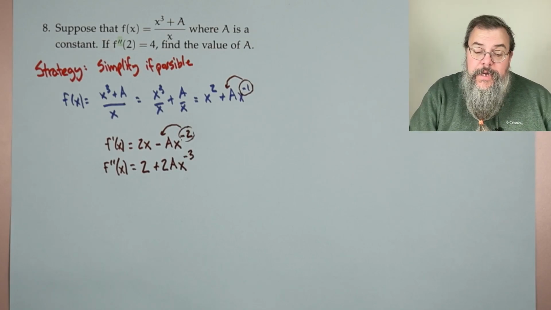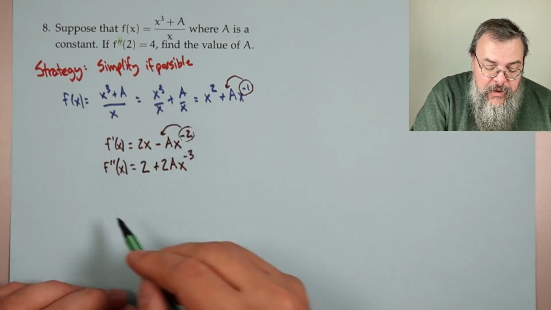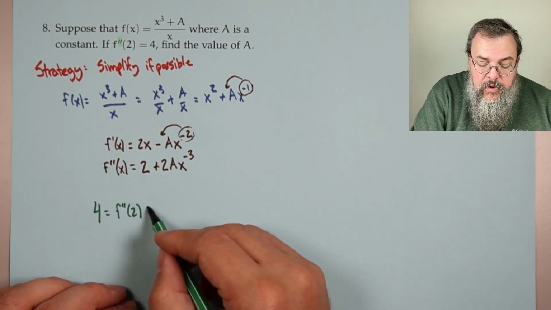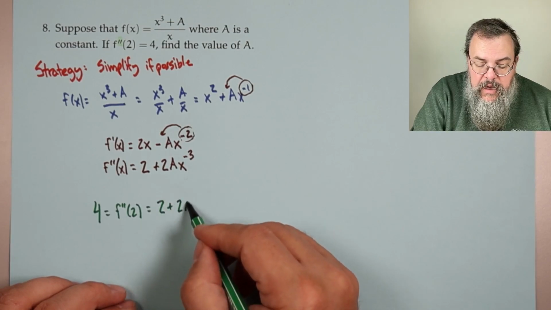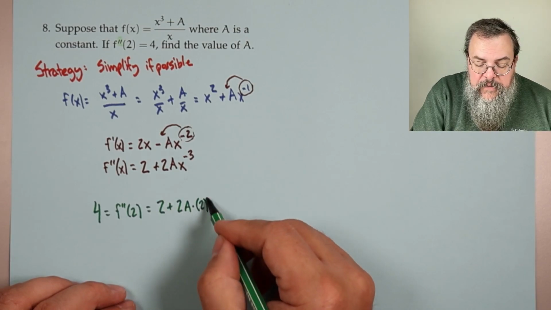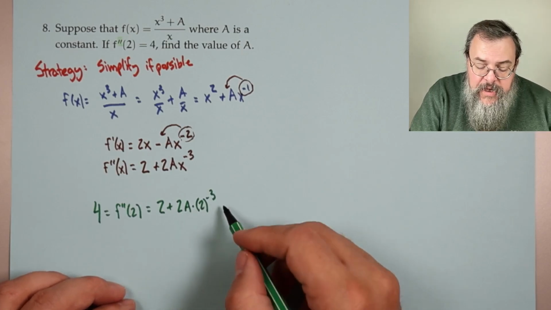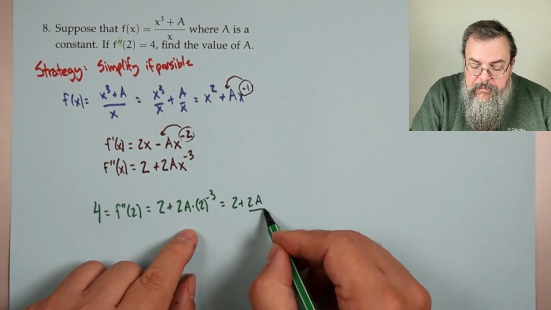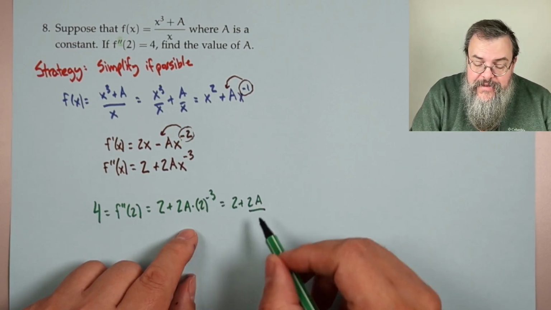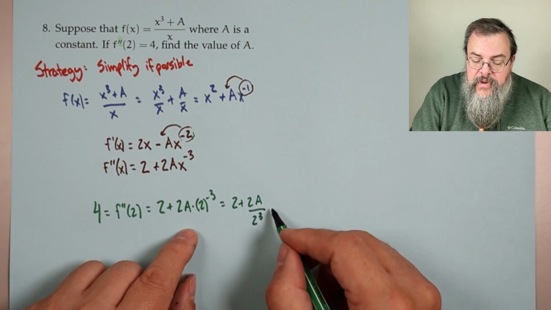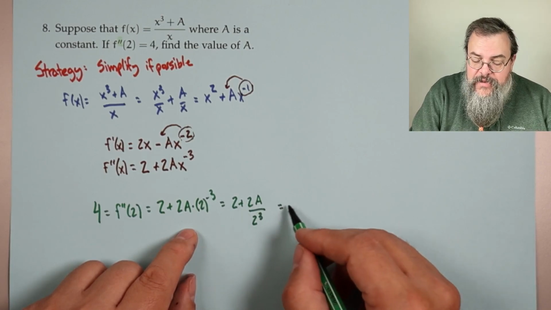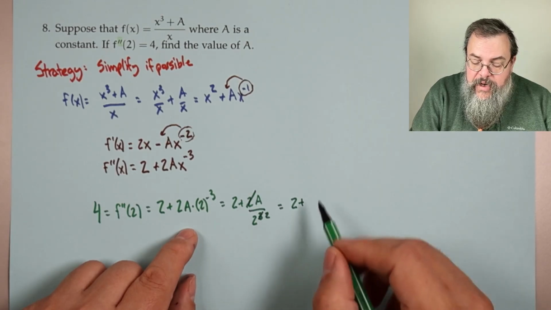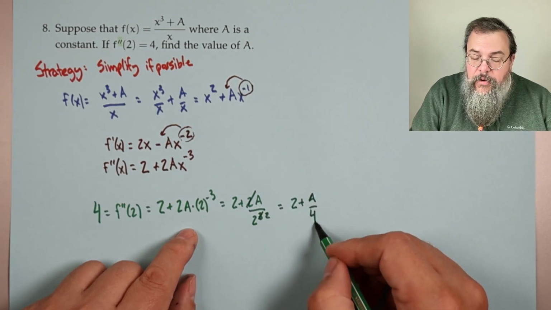So at this point, we need to plug in our 2. So we know that 4 is equal to f double prime of 2. Well, that's 2 plus 2a times 2 to the negative 3 power. Now, let's just point out what 2 to the negative 3 power means. So that's 2 plus 2a divided by, so negative means you move it downstairs, 2 cubed. Well, there's already a 2 upstairs, so we can simplify it again. Cancel off one 2, so that gets us down to 2 squared. So that's a over 4.